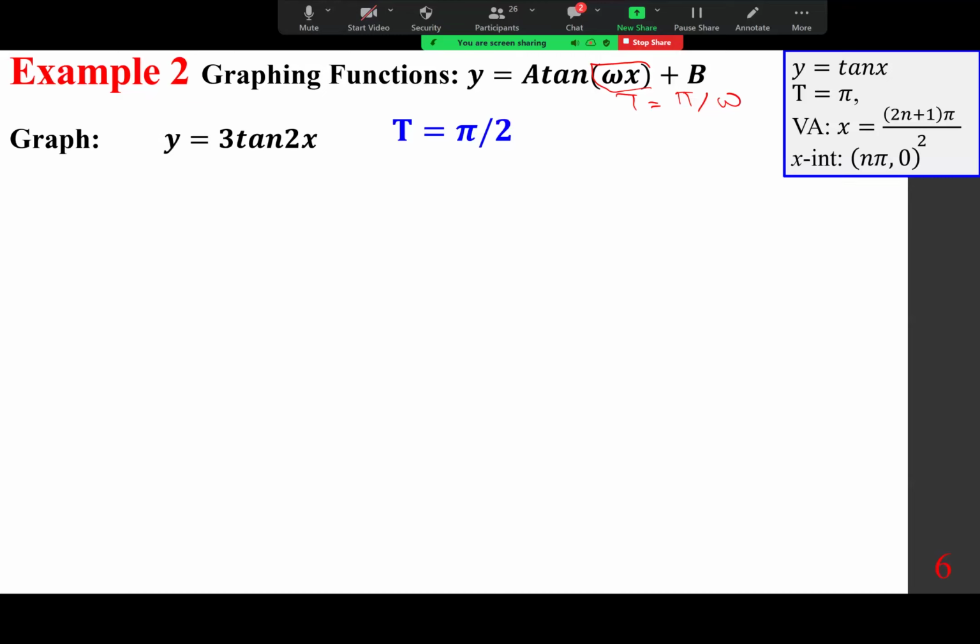Okay. The vertical asymptotes: you just replace the pi with the new period. If you want to know the vertical asymptote, replace the pi with pi over 2. Class, replace the pi with pi over 2. So you get (2n + 1) times pi over 4. For the x-intercepts, (n pi, 0): remember, replace the pi with pi over 2. So (n pi over 2, 0). That's how it works as far as knowing the important parts.